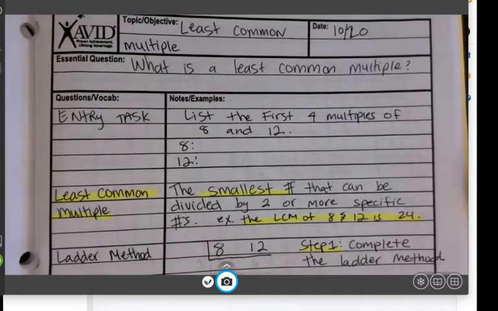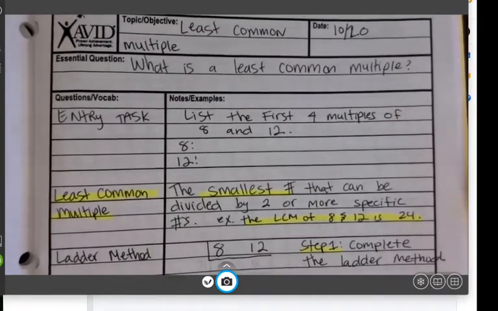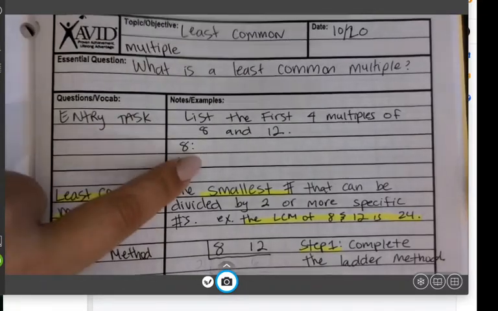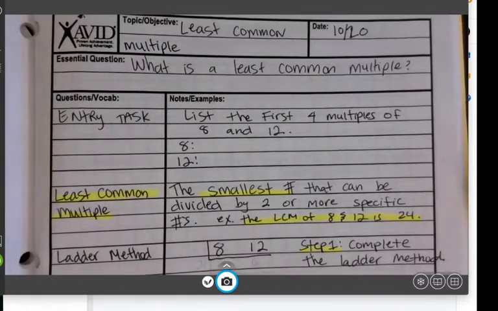As always, you should have already copied these notes down before you watched the video lesson. I left some blanks in here because I want you to fill them out, and you hopefully will fill that out as you watch this video.